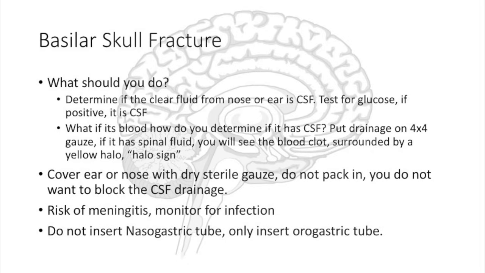So if they do have drainage from the ear or nose, it's important to cover their ear or nose with dry sterile gauze and not to pack it in. You don't want to cause a blockage of the CSF drainage that can increase your intracerebral pressures. So there's also a risk of meningitis because you've torn the meninges, and so you're going to monitor for infection. You also are not going to introduce a nasogastric tube. You only want to use an orogastric tube.